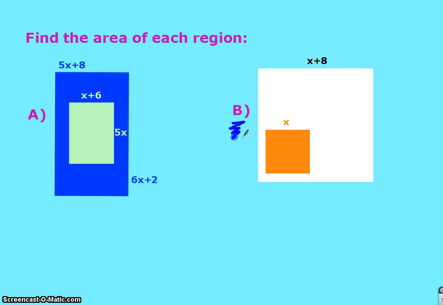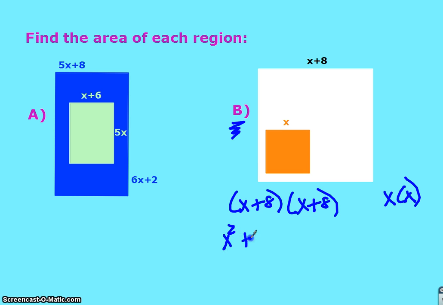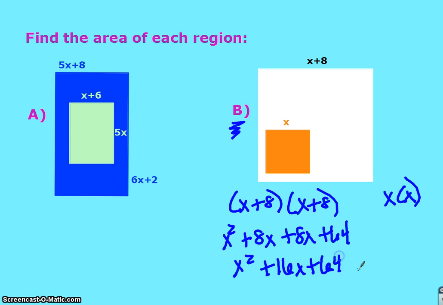On B, we have a square. So for this one, it would be x plus 8 times x plus 8 for your big one, and then it would be x times x for your small one. So x squared plus 8x plus 8x plus 64, which is x squared plus 16x plus 64. And on this one, x times x is x squared, so you're going to have to say minus x squared. X squared minus x squared cancels out and leaves you 16x plus 64.